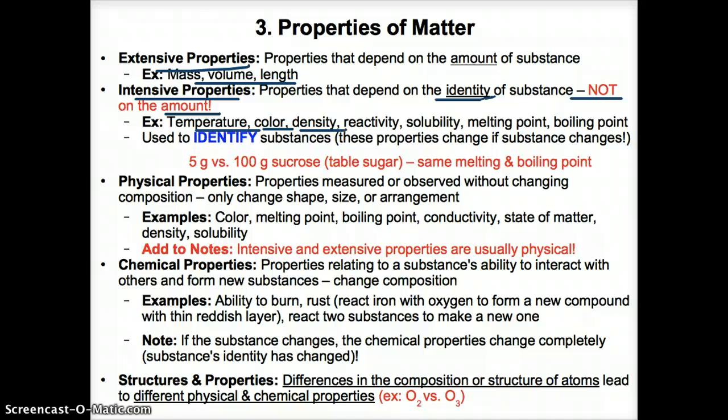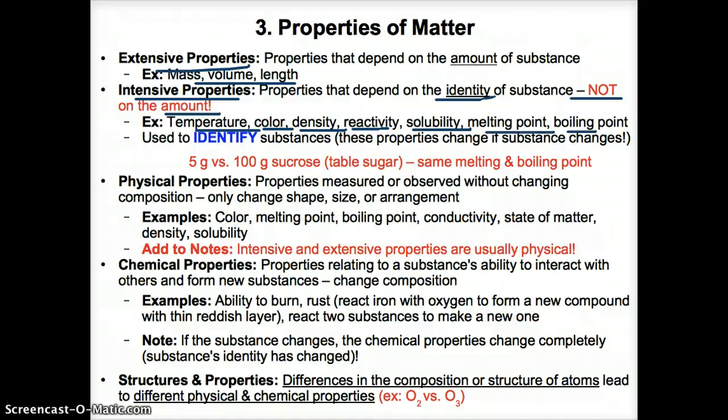Density is another example. If you put ethanol, which is in rubbing alcohol, into water, ethanol will float, since ethanol's density is less than that of water's. This difference in density is due to ethanol's identity being different from that of water. Reactivity is another example. Certain metals are more reactive than others are in water, due to different identities. Solubility is another example. Oil is not soluble in water, while sodium chloride is, due to different identities.